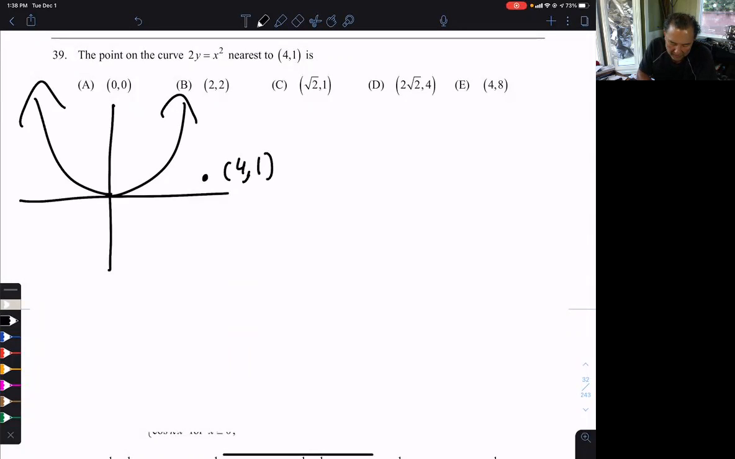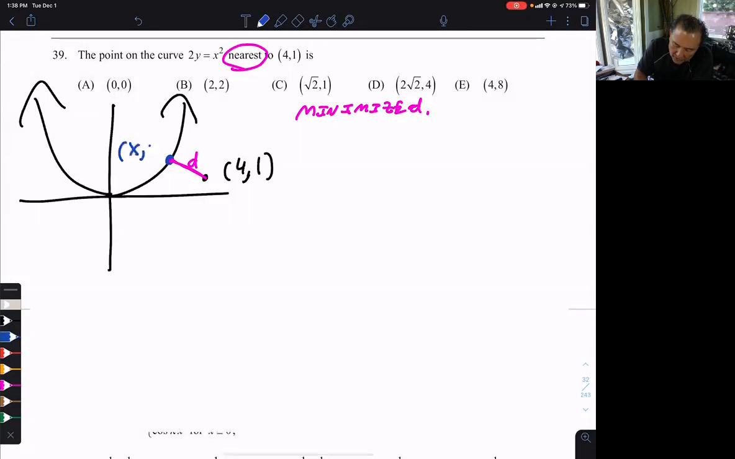And what they want is a point on this graph where the distance between the two is the smallest, right? Nearest means I'll call this distance d. They want to minimize the distance d. So this would be a maximum minimum optimization problem. Now, you do not know the point on the graph. That's the whole point of this problem. You don't know the point, and we're trying to find the point. So since we don't know that point, we're going to call it (x, y).